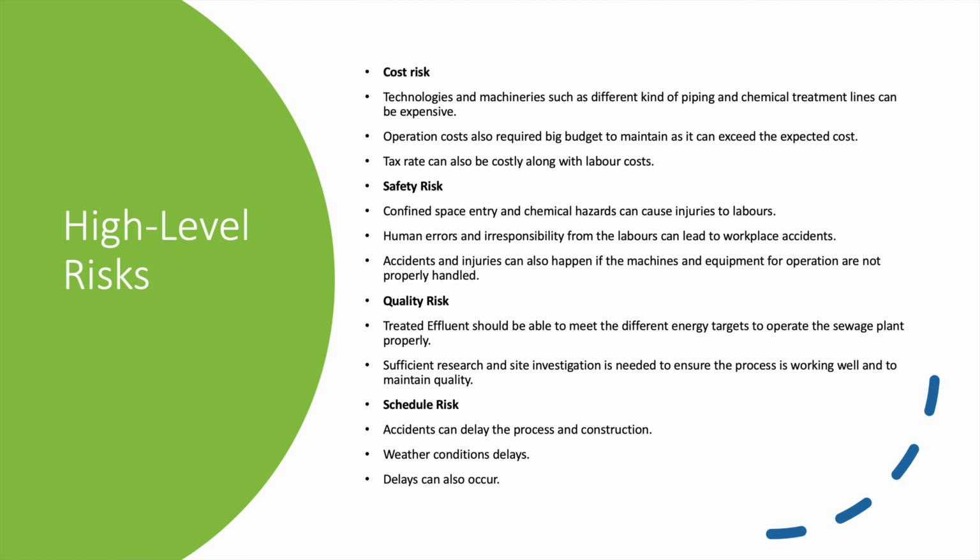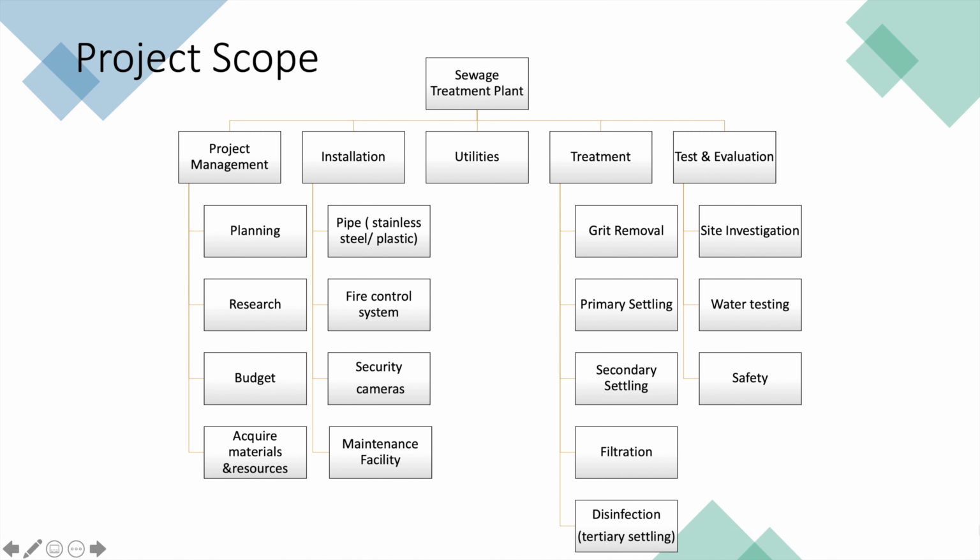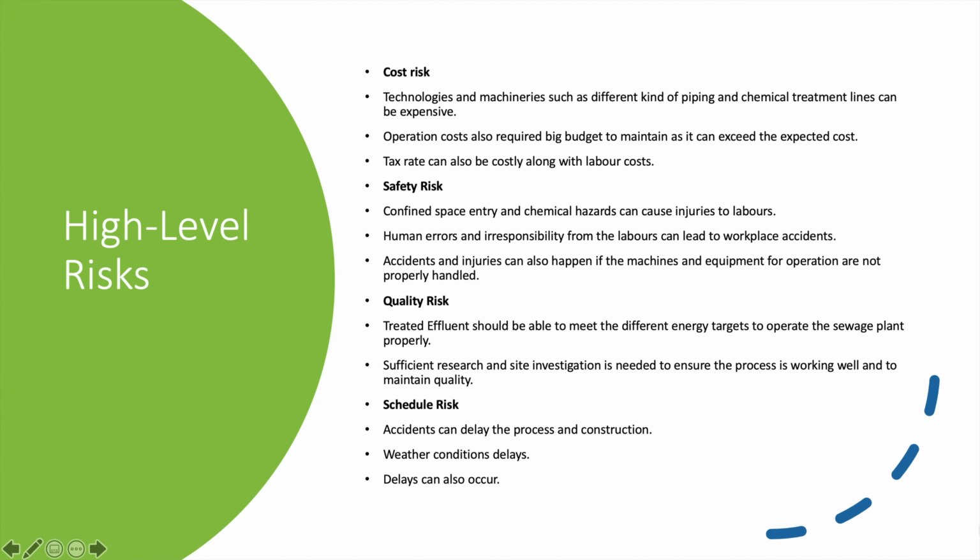or pumps. And as for the quality risks, treated effluent should be able to meet the different energy targets by aligning the nitrogen and phosphorus targets. Sufficient research and site investigation are also needed to ensure the process is working well and safe, and also of high quality. And as for the schedule risks, accidents affecting the machineries and labors can delay the processes and construction. There may also be some delays depending on the weather conditions, and delays can also occur due to the lack of resources from the suppliers or the market.